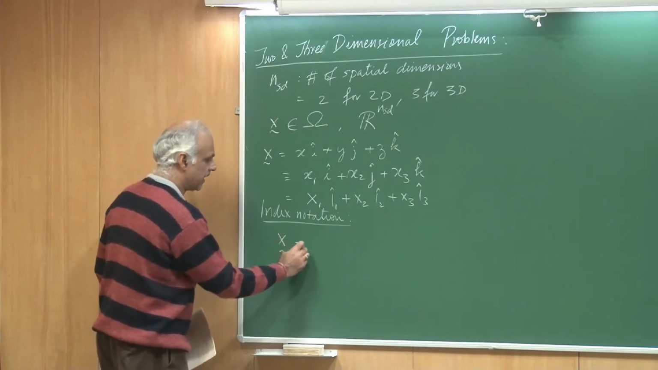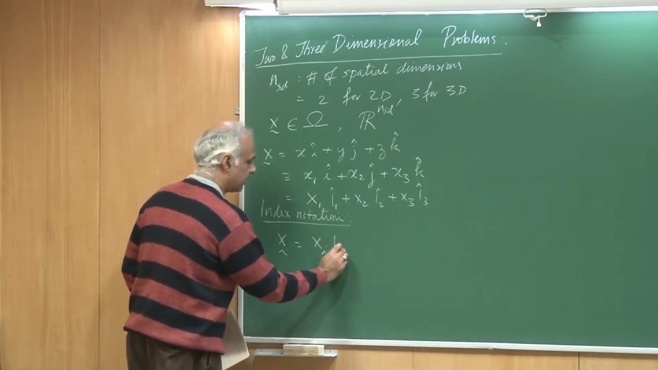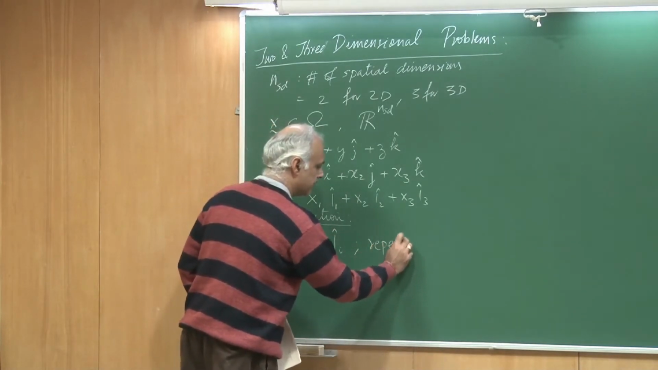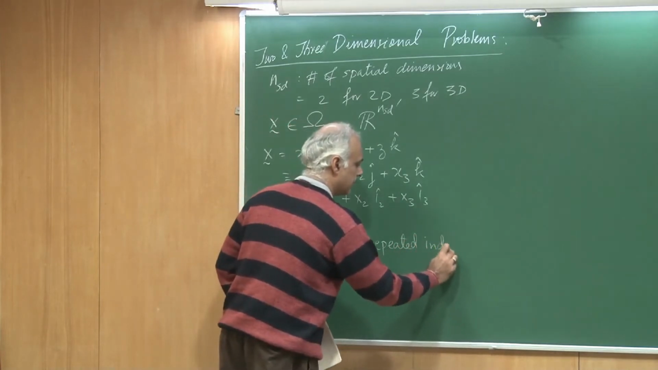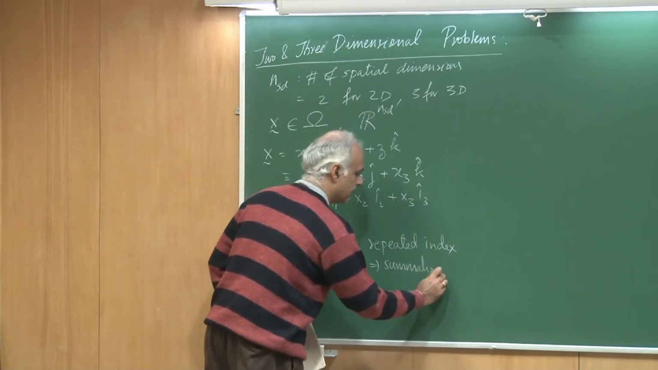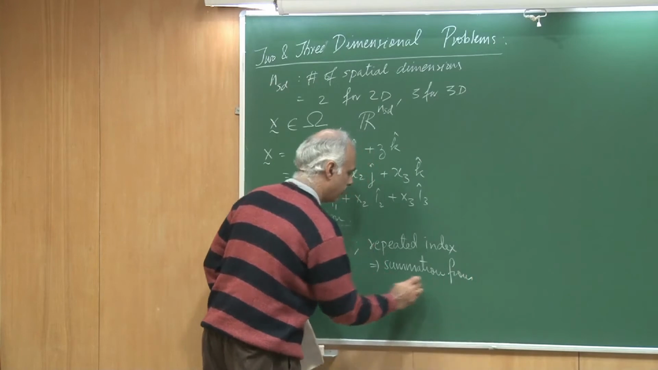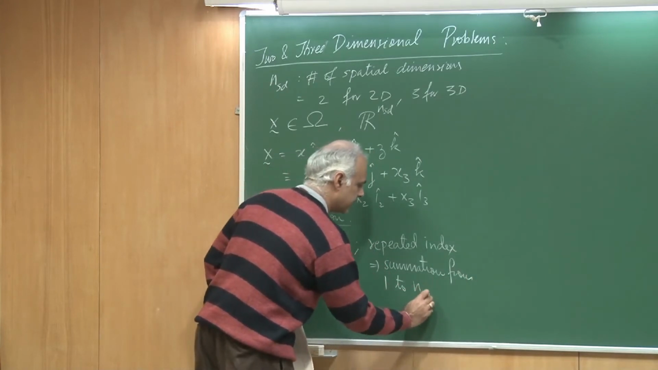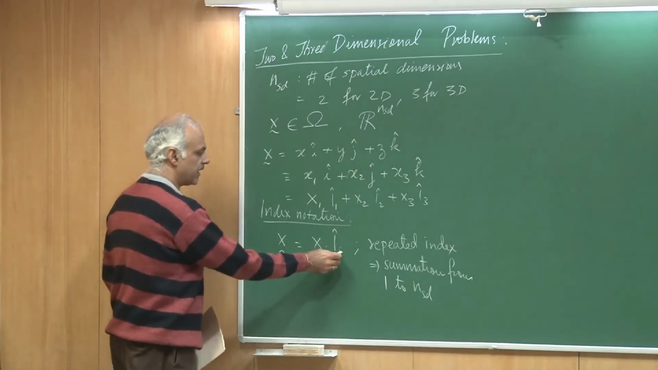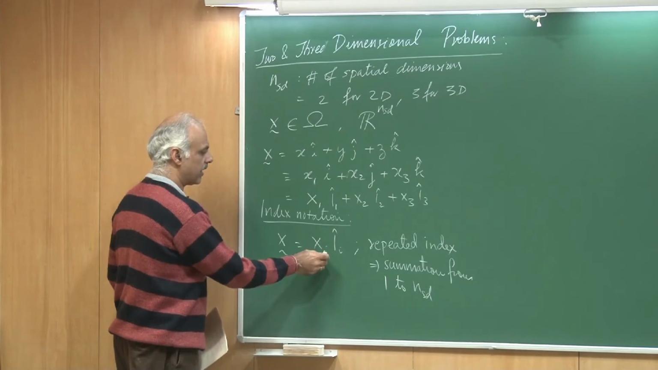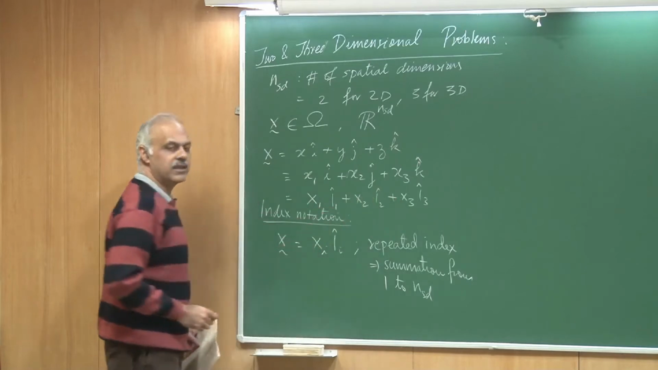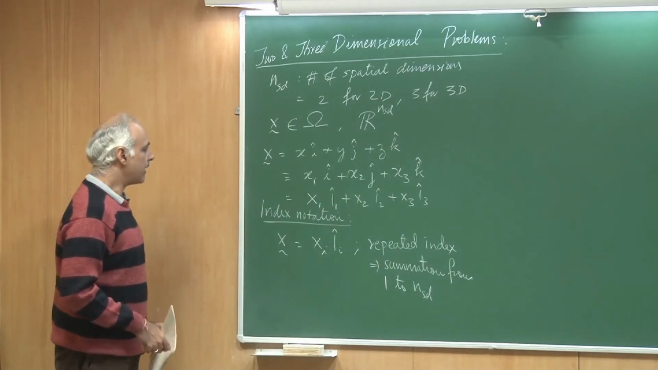wherein I can simply write x as xi ii, where the repeated index implies summation from 1 to, let's say, NSD in this case. Okay. So xi ii, here i is the repeated index, so I would have to elaborate this as a sum of 3 terms, and that's what it would expand to. Alright, so that's my x.